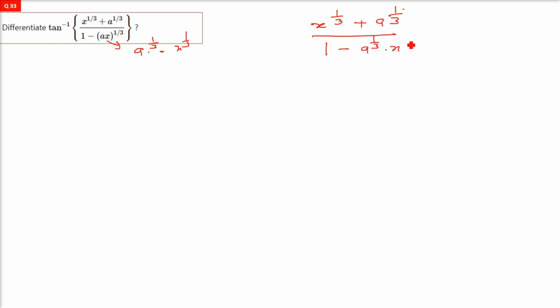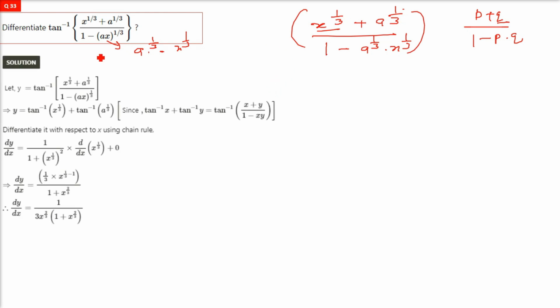So let us separate it so that we get something of the sort which we have already seen. For example, assume it to be p plus q by 1 minus p into q. If you have something like this, it is basically a tan inverse of something. When you have tan inverse of p plus q by 1 minus p into q, it will be tan inverse p plus tan inverse q.